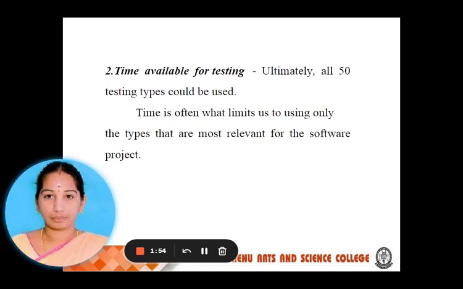And then the next one is time available for testing. Ultimately, all 50 testing types could be done. Time is often what limits us to using only the types that are most relevant to the software project. It is how they are going to plan to complete the work in a period of time. It needs to collect failures and solve the problems in a certain period of time. Time available for testing is nothing but when the project will be completed, and if the project is completed, what errors will occur. These are all the points carried out in time available for testing.